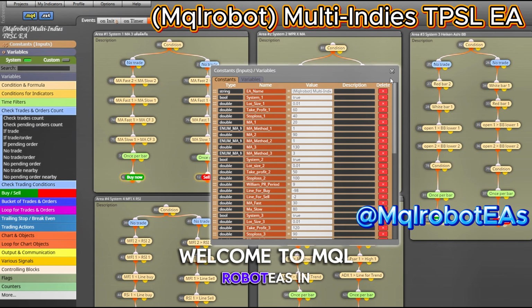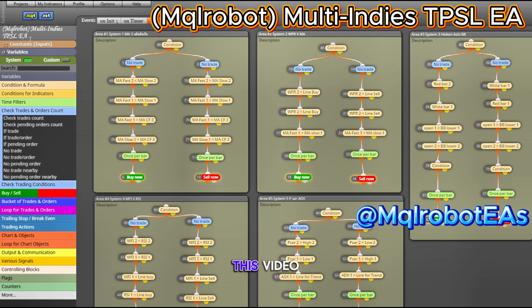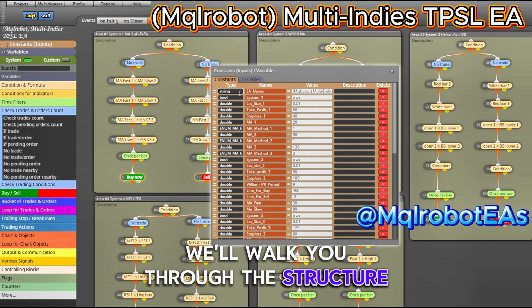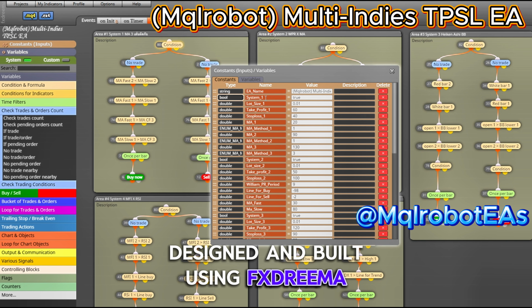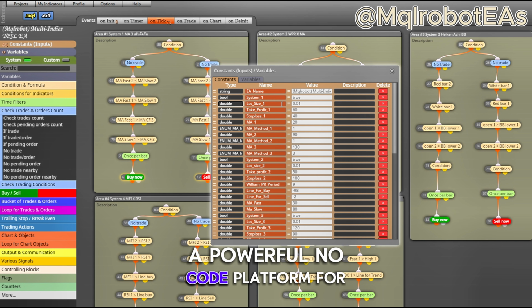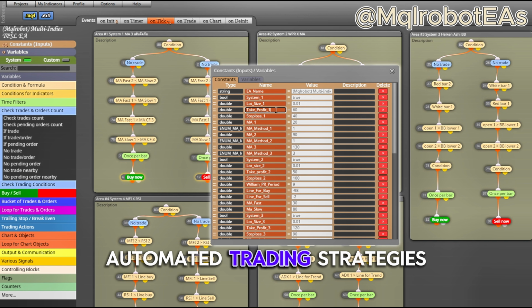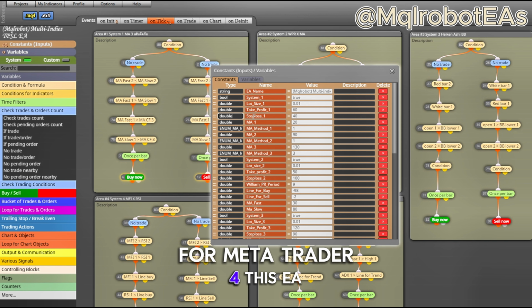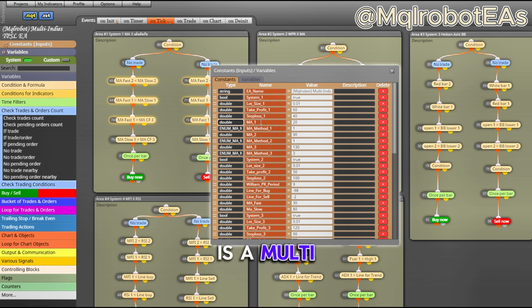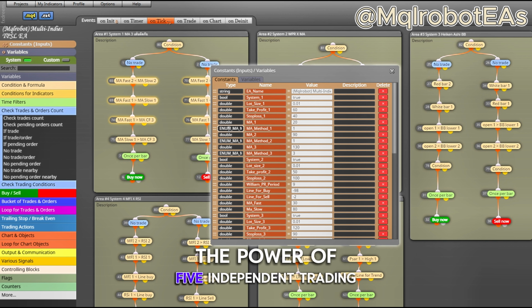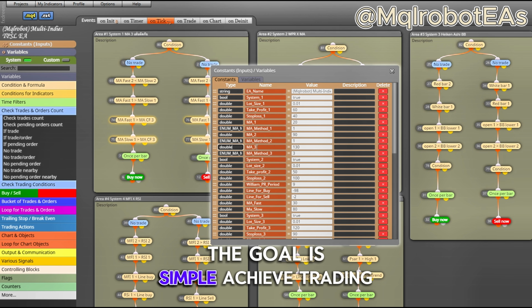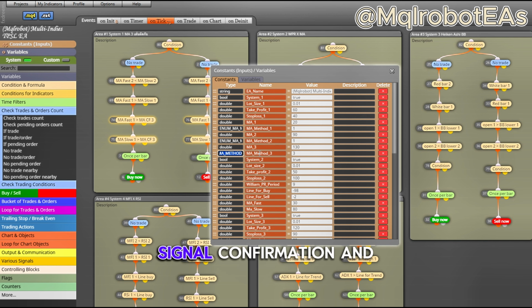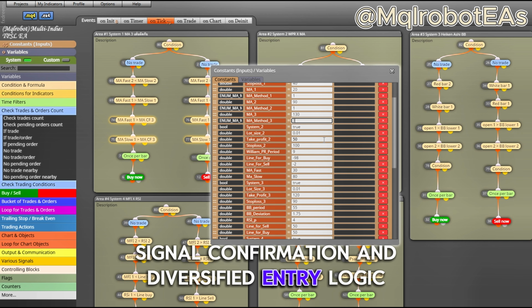Welcome to Mqlrobot EAS. In this video, we'll walk you through the structure of the Multi-Indies TPSL EA, designed and built using FXdreema, a powerful no-code platform for creating automated trading strategies for MetaTrader 4. This EA is a multi-strategy system combining the power of 5 independent trading systems, each with its own unique logic and indicator set. The goal is simple: achieve trading stability, signal confirmation, and diversified entry logic.